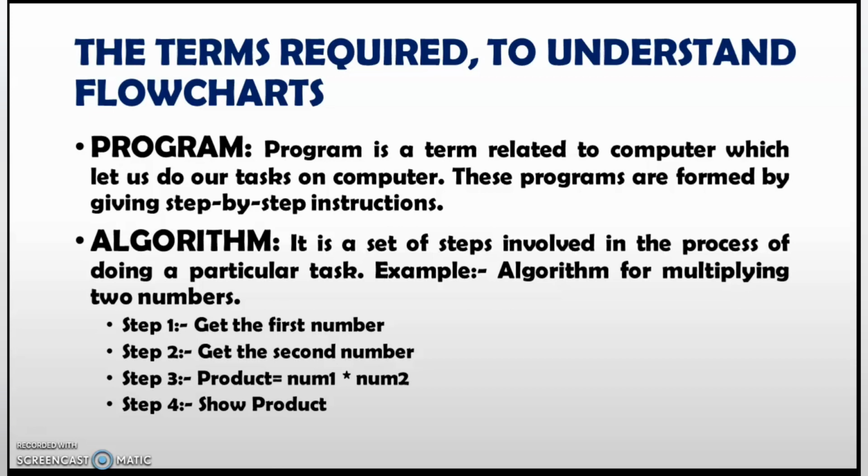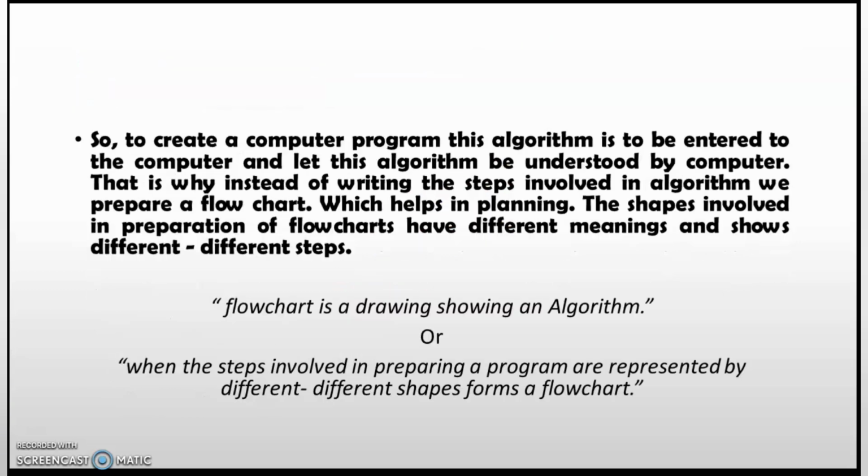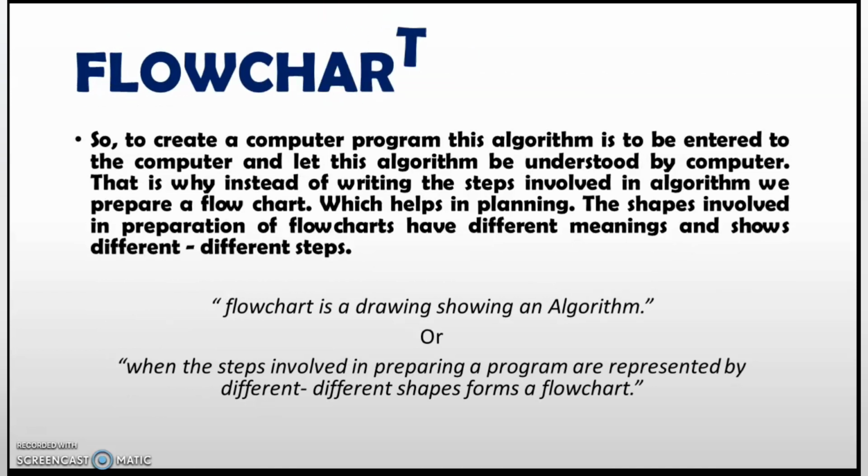Step 1 is get the first number. Step 2 is get the second number. Step 3 is we need to apply the formula, that is product equals number 1 into number 2. The next step is show product. And at last the product will be shown to us by the computer or any device we can say. So actually an algorithm is a set of steps. Okay, now after that the point is: what is a flowchart?